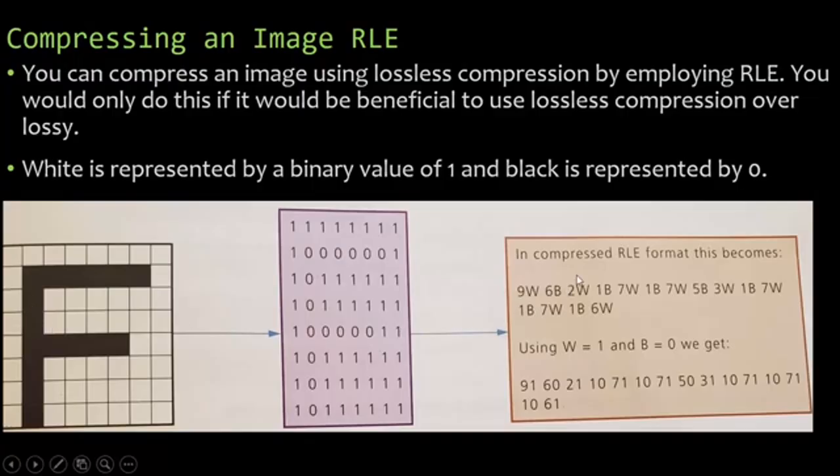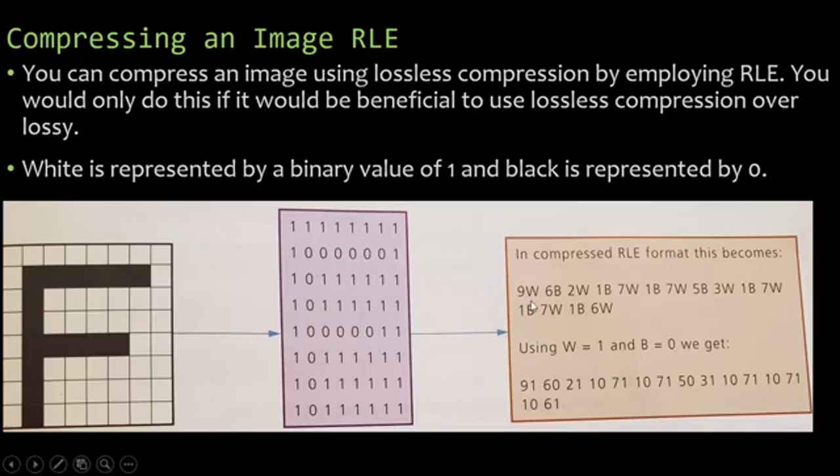Now, when you look at the compressed RLE format, it can be a little confusing, but it isn't really. Having to write all this out can be very long. I make my students do this on a sheet of graph paper to understand how long it takes and how hard it is to read, because you can easily lose your place, especially if it's not the letter F, if it's an image that we can't tell. Now, for RLE format, we have 9W.